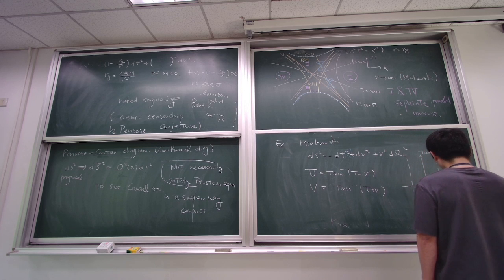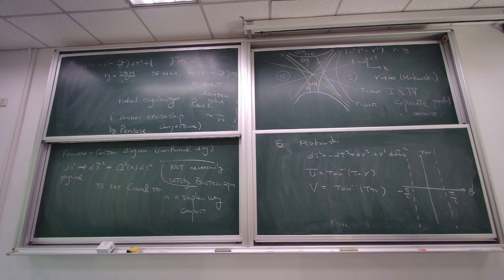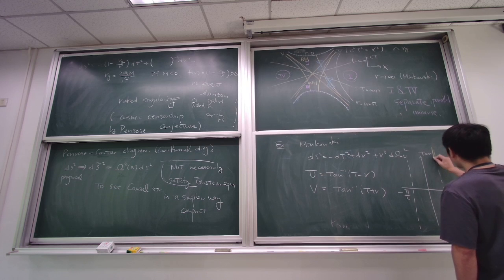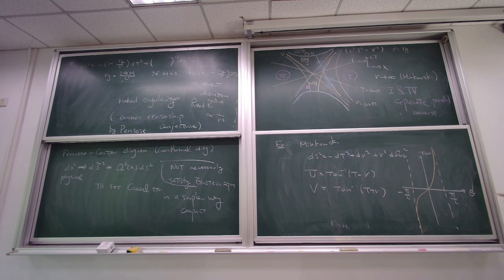Pi over 2 and minus pi over 2. I don't remember. What was that? Is it okay? Sorry, it should be okay, right? And then the function is something like this one, right? Is it okay? Pi over 2. It's okay, right? So here the function range is minus infinity to infinity.